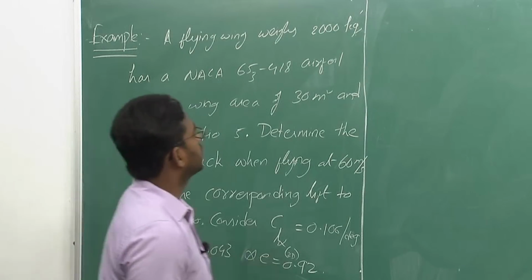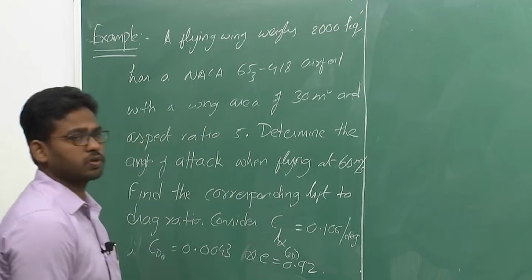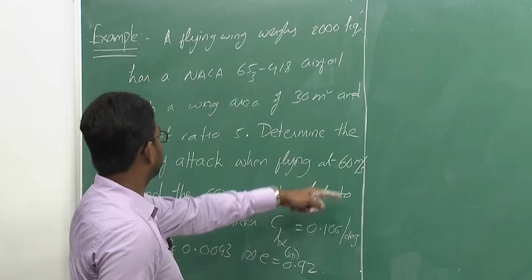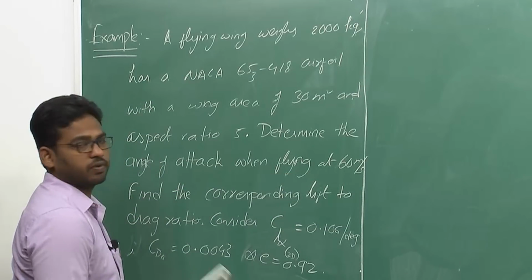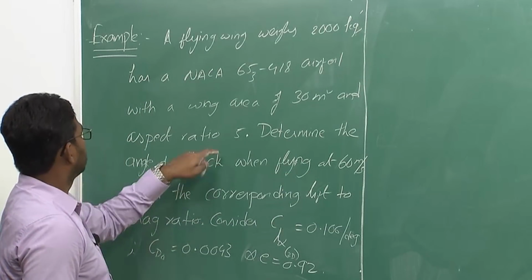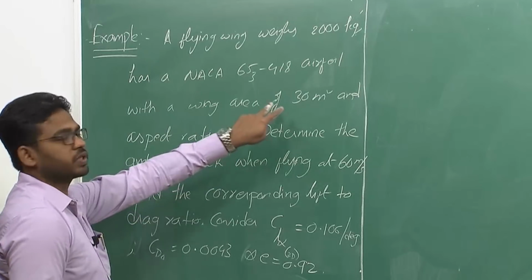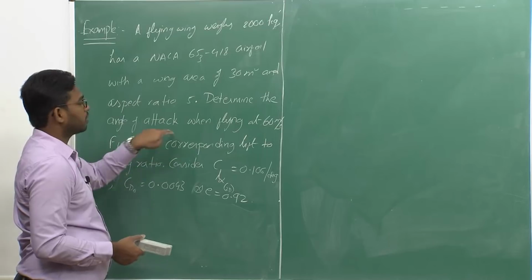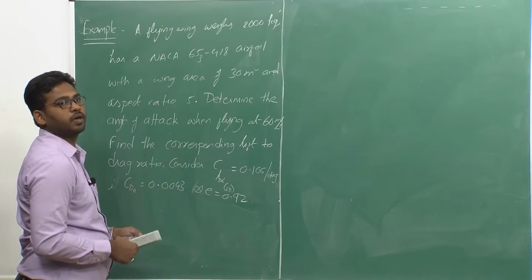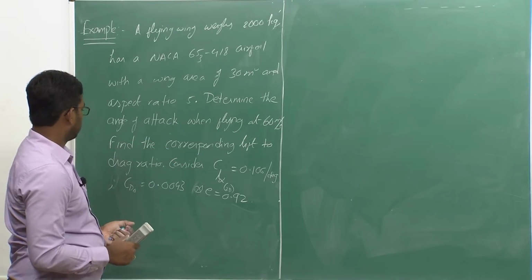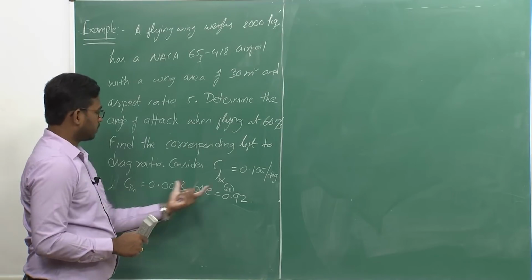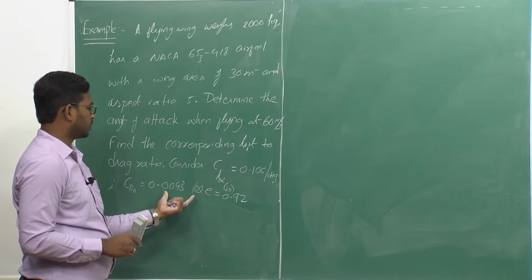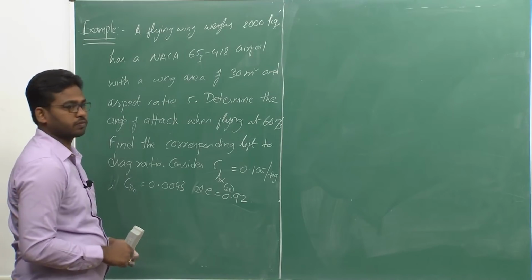So, there is a flying wing UAV which weighs about 2000 kg and it is flying at a velocity of 60 meters per second at sea level. Assume it is flying at sea level, right. It has a wing area of 30 meters square and an aspect ratio of 5. So, we need to determine the corresponding angle of attack of flight. At the same time, what is the L by D of this flight. The other data given is CL alpha 2D and CD naught of 0.043 and E as 0.92, right.